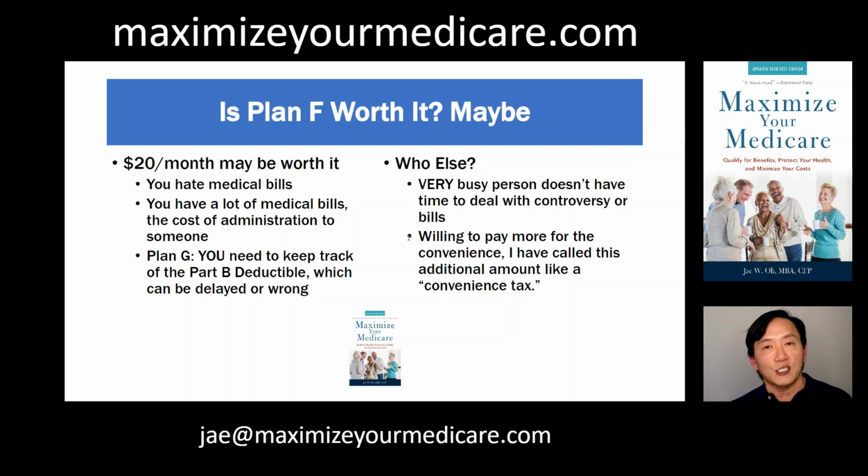We're going to get to an example of a snafu that can happen, which I have seen, which is very complicated. The reason is that under Plan G, you've got to keep track of the Part B deductible, which can be delayed or wrong. Now, somebody says, well, okay, this never happens. No, this happens all the time. We're going to get to the example in a few slides.